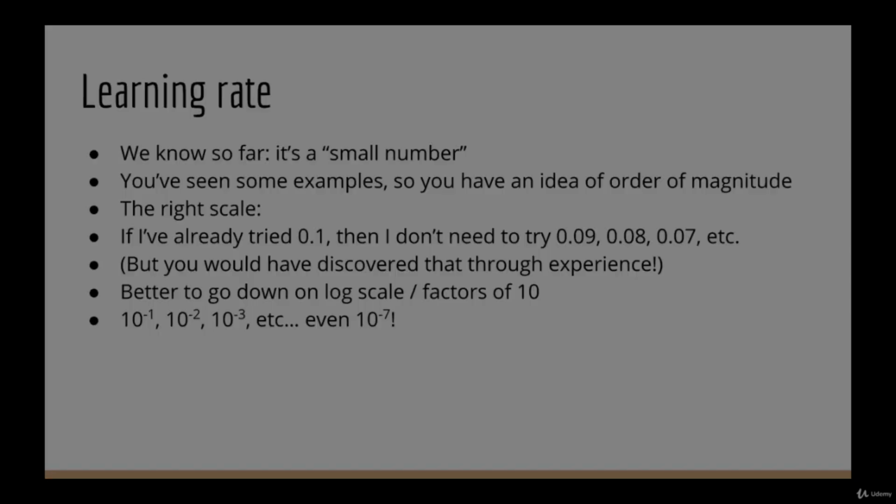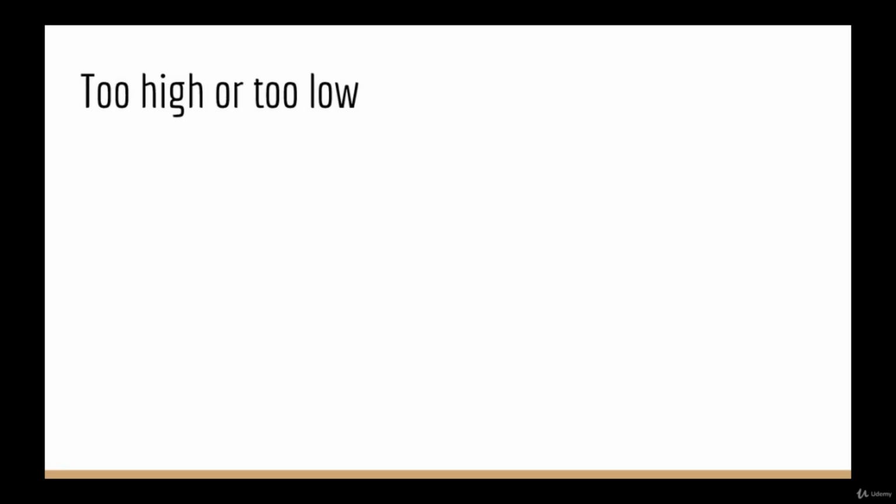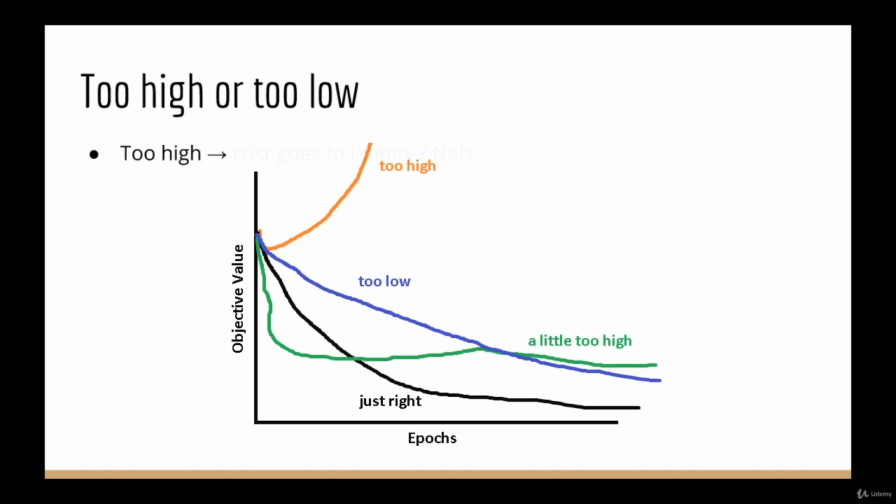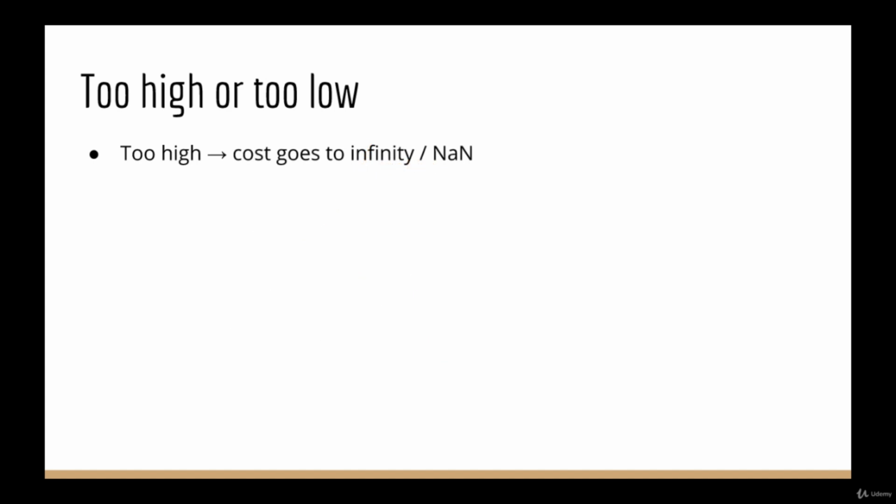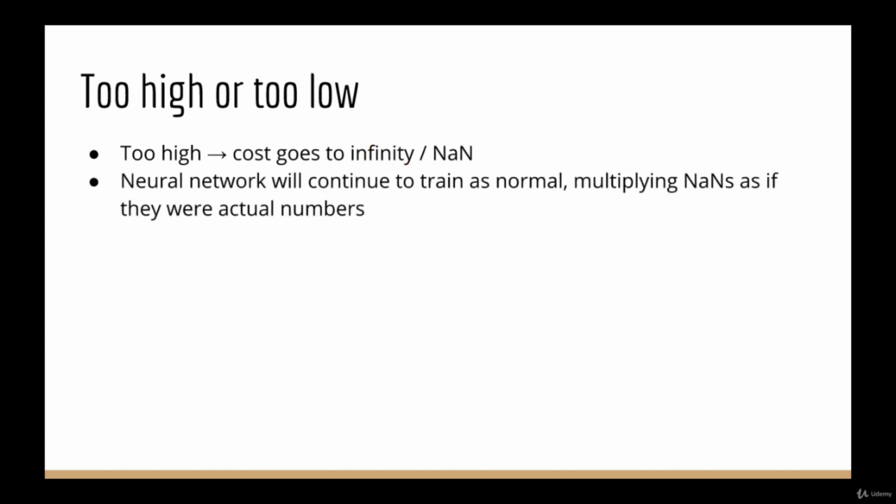Second thing here is, how do you know if your learning rate is too high or too low? It's easy to tell if your learning rate is too high. You'll see your cost blast off to infinity, or you'll get not a number output. The funny thing is your neural network will continue to train as normal, multiplying not a numbers as if they were actual numbers. So you need to stop your code manually.